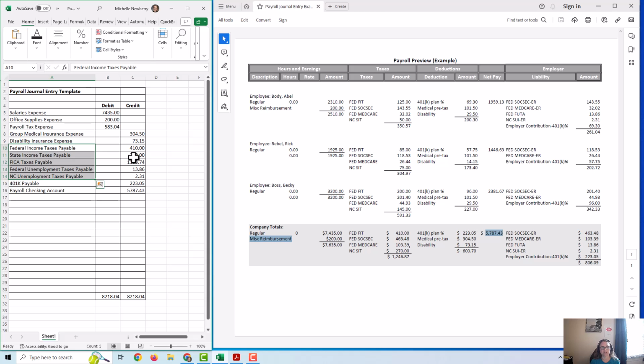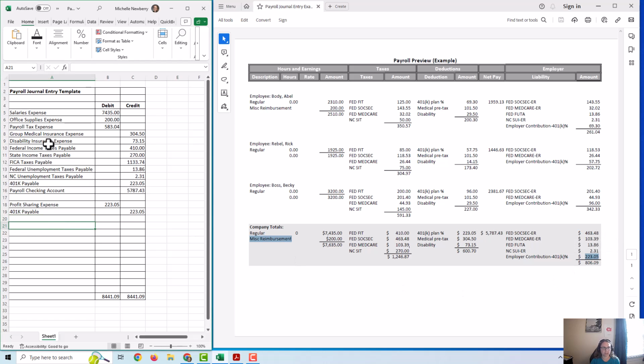And then we're also going to show one other thing before we do that. We're going to show the employer contribution to the 401k. This is going to be an expense of the business. You could call this retirement plan expense. A lot of the companies I've been working for lately call it profit sharing expense. But this is for the employer portion, their match.